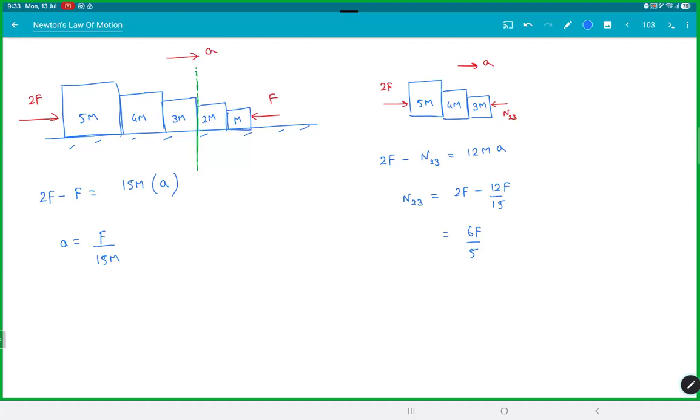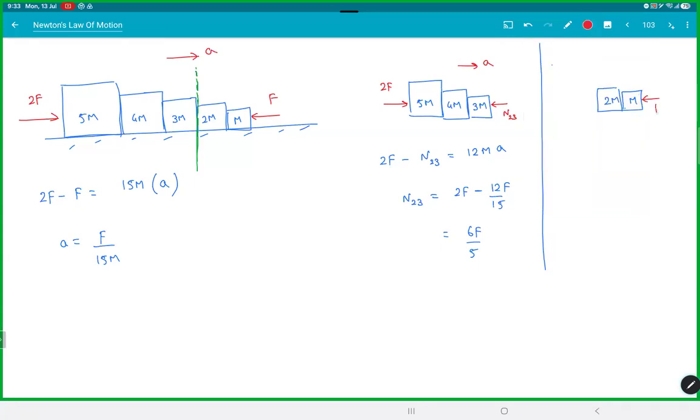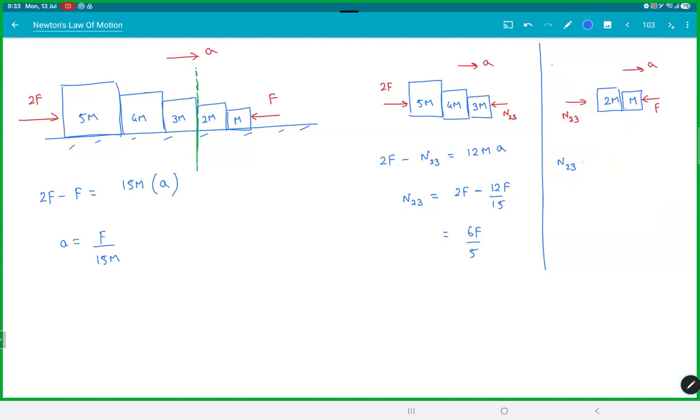If you say, sir, what about the other part? You can do that. Nothing wrong if you take the other part. The moment you got acceleration, F is taken care of. But remember, this time N23 will push this way; the normal reaction is always pushing away. This is your acceleration. Now, when you write the equation, N23 minus F is equal to 3m into acceleration. Yes, 6F by 5. It doesn't matter which part you take, it should give you the same answer. All clear with this?